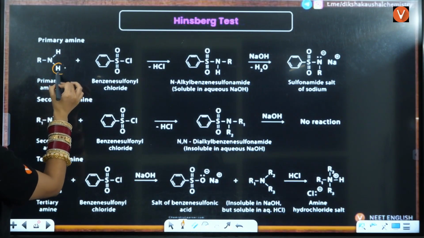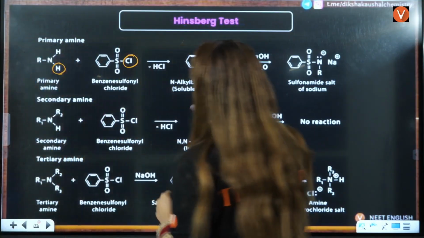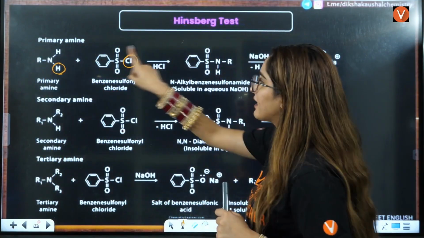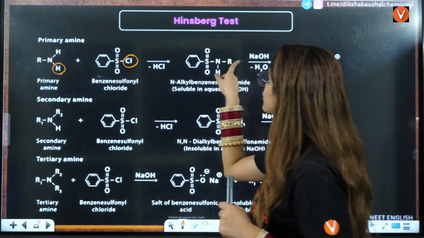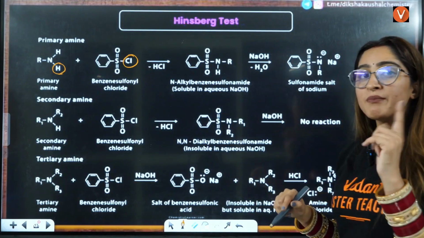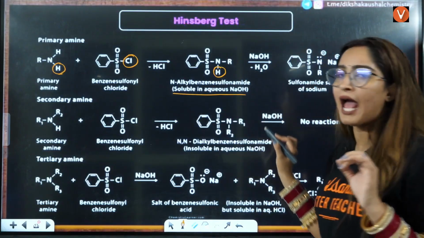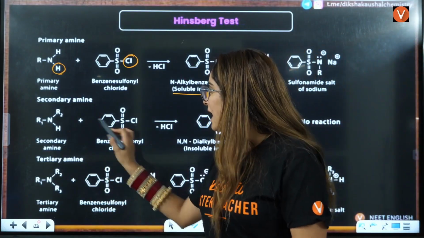This H and this Cl will be eliminated, and these two things will attach, and you will have benzene SO2, the S double bond O. This N will get attached to this S here, right? And hence you will have hydrogen and R here. Now primary will give you the reaction, but here because of this hydrogen, it will be soluble in aqueous NaOH, right? But when you have 2°, again what will happen?